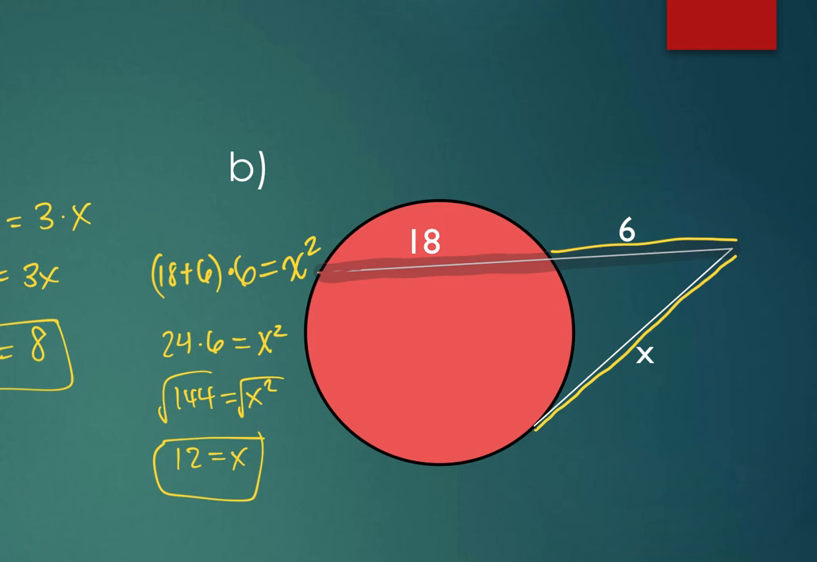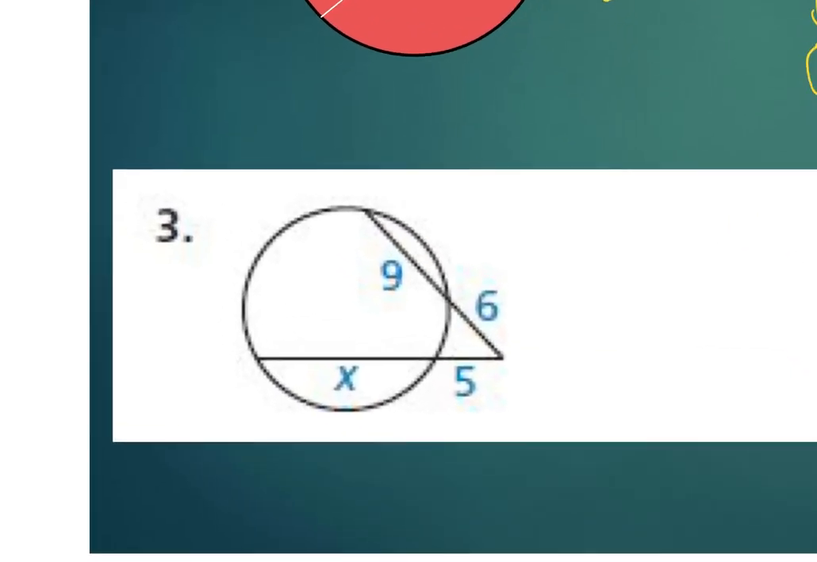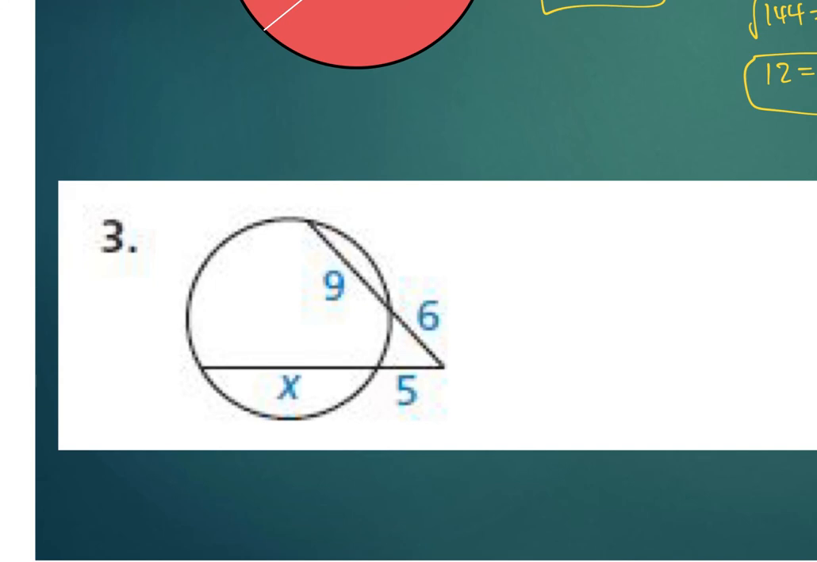All right, any questions on B? Okay, let's do another one. Does 3 have any tangents? No. It's two secant segments, okay? So we're going to take the whole of this one. What's the whole of that one? 9 plus 6, which is 15, and multiply it by what? 6, the external portion.